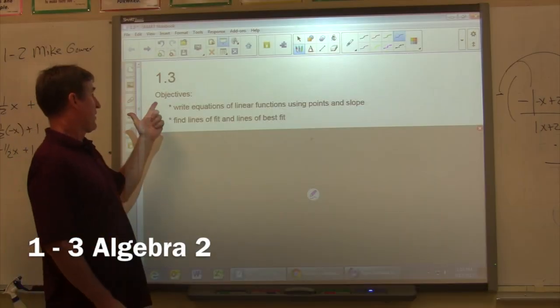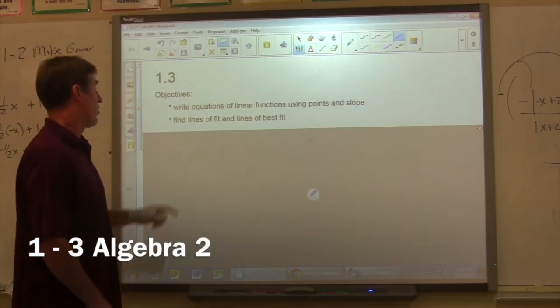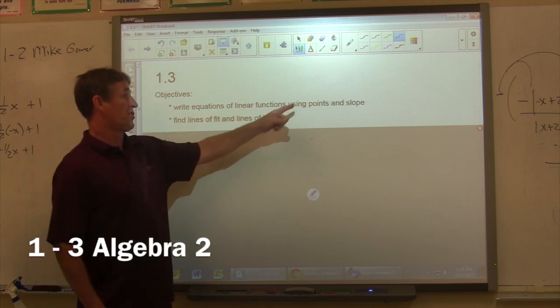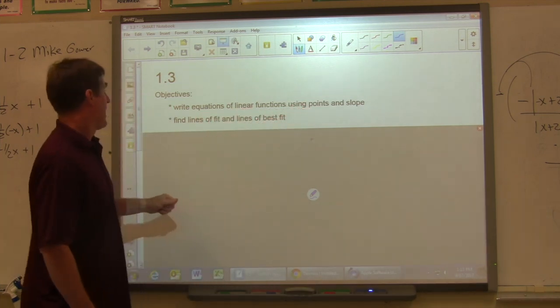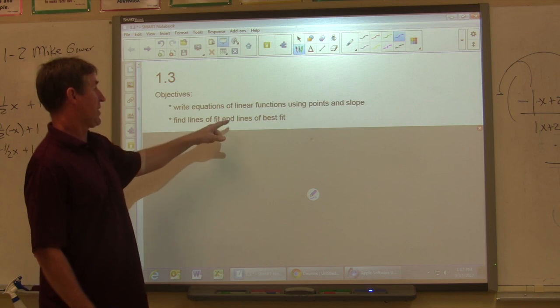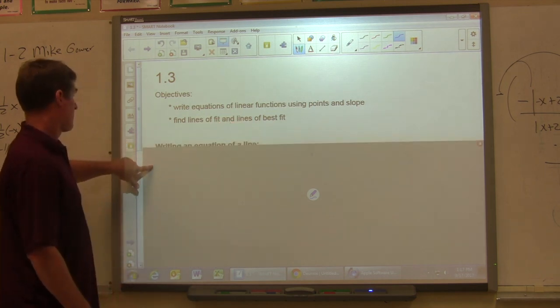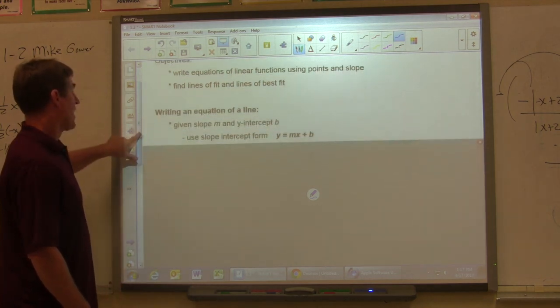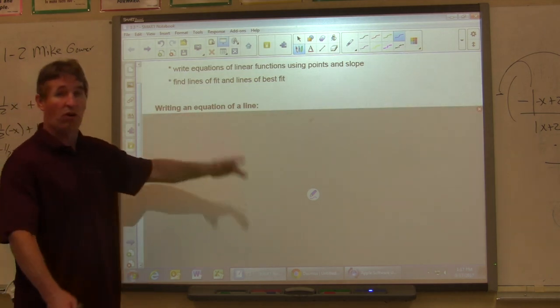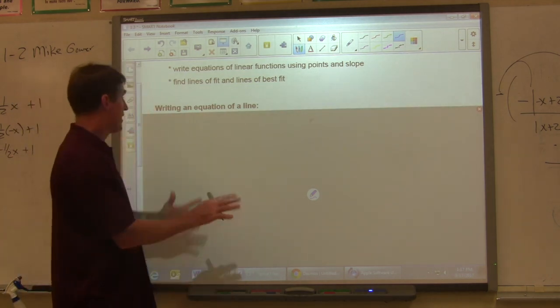So this is section 1.3. Our objectives for today are to build the right equations of linear functions using points and slope, and then find lines of fit and lines of best fit. A lot of you have done this in Algebra 1 already. Most of what we're going to do today will be a little bit different.